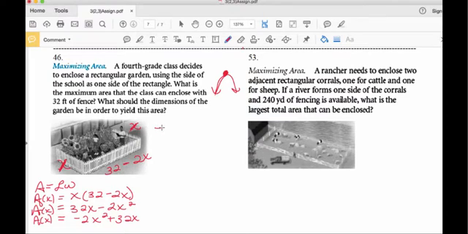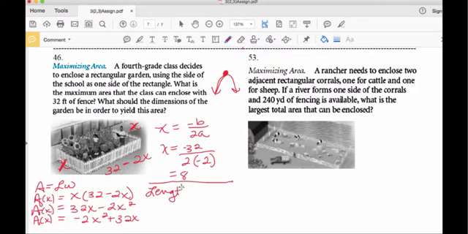Okay, so let's go ahead and figure out what x is. X is equal to negative b over 2a. And now that I have my function in standard form, my b value is 32. My a value is -2. Negative divided by a negative is a positive, and 32 divided by 4 is 8. So cutting off a length of 8 for that first cut is going to maximize the area.